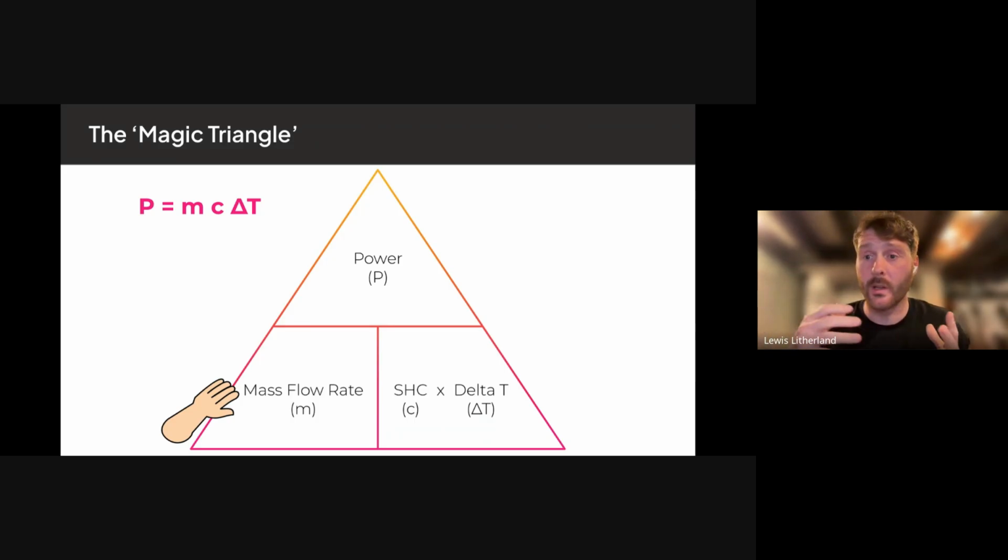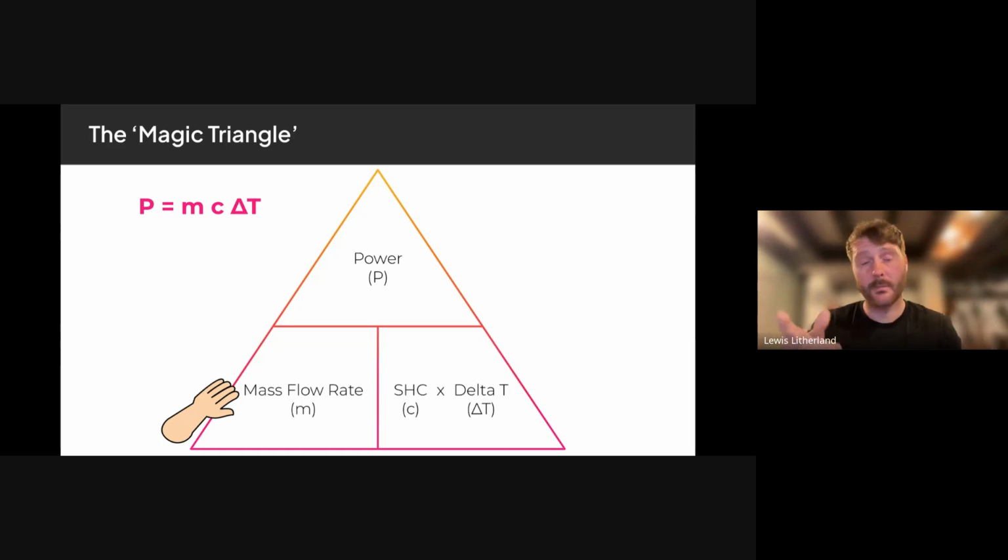If you are trying to work out what the power is, you cover that one up. And because mass flow rate and SHC times delta T are next to each other, you just multiply them together and that'll tell you what your power is. So again, same as most of the other triangles that you've probably seen in the industry. If you come from an electrical background, same as the Ohm's law triangle, all that kind of stuff, just cover up the one you're trying to work out.